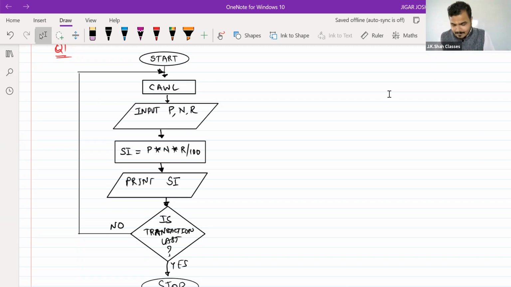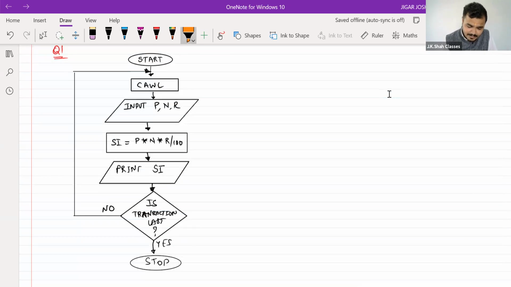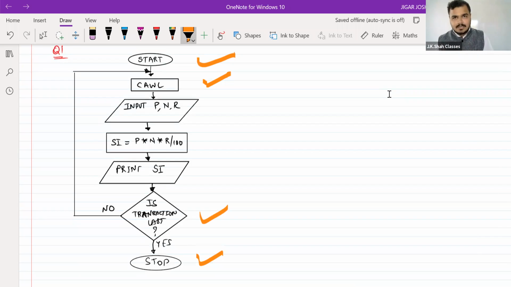So always remember in this question, let me tell you one thing: this start function, CAWL function, this function and this function will remain in every flowchart. Every flowchart will have this type of function. Understood? Clear?